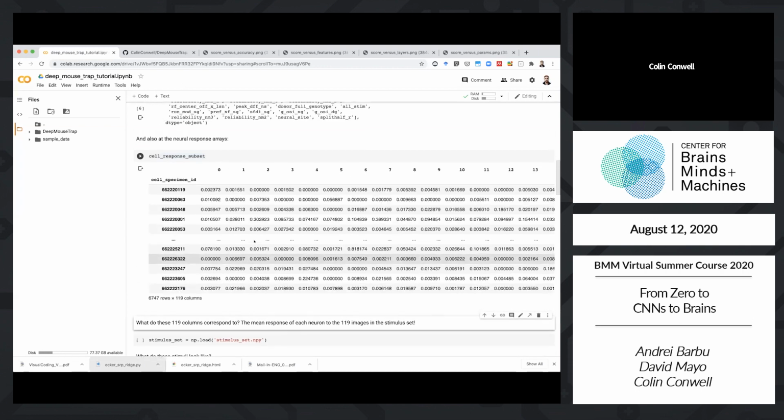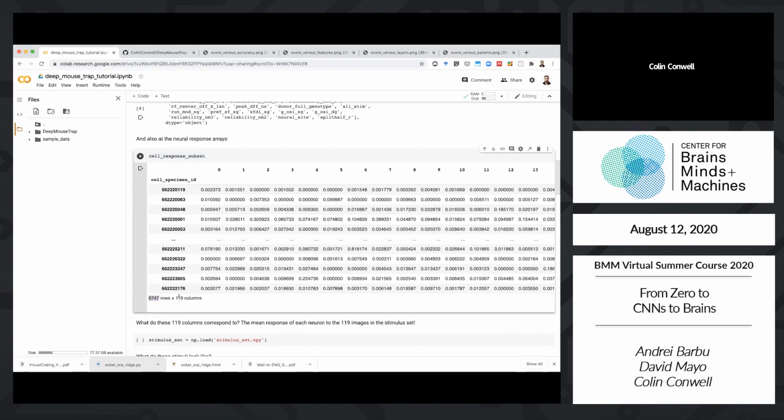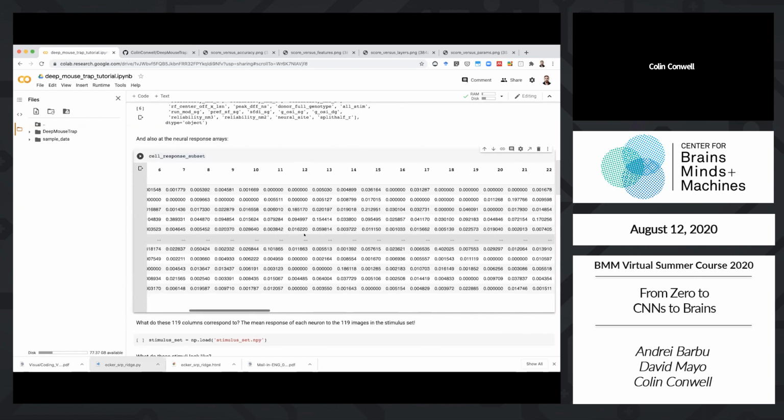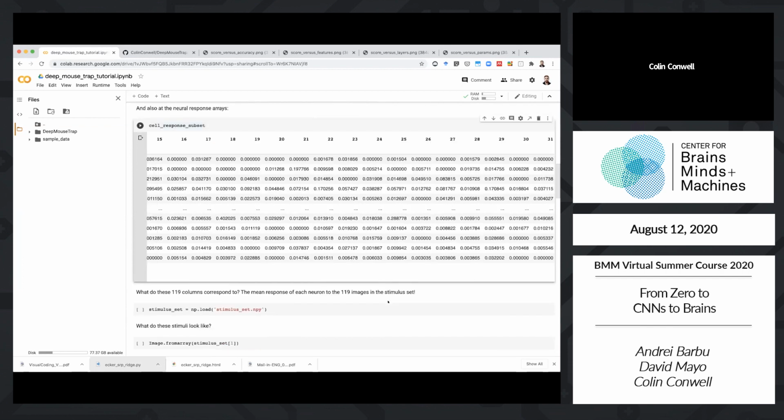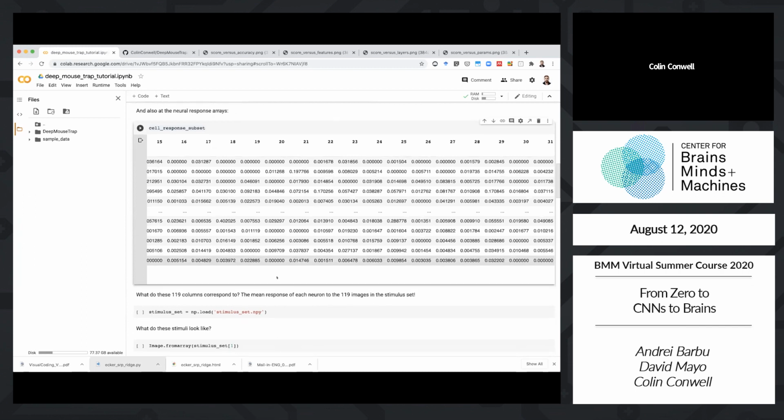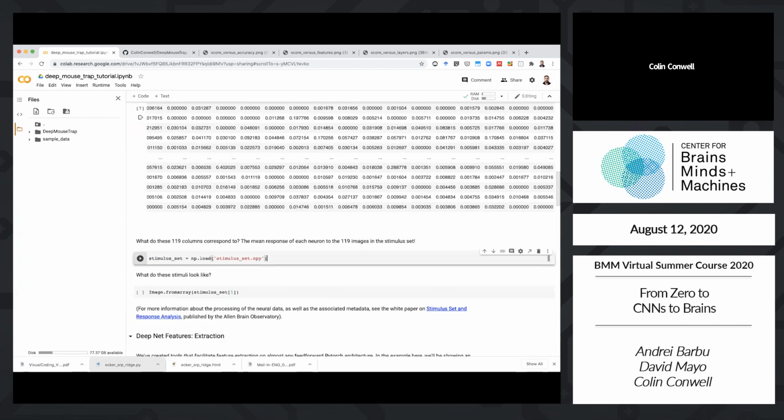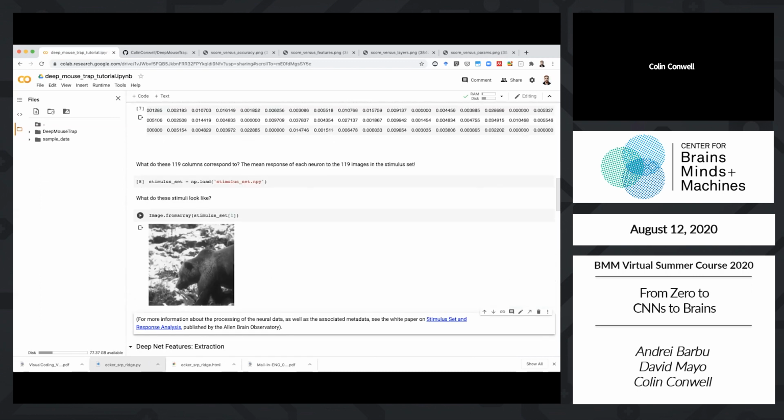So in this case, we'll be loading a data frame that is, in dimension terms, the number of neurons by 119. Now, what do these 119 columns respond to? Well, they correspond to the mean response of each of the neurons in our data set to the 119 images in our stimulus set, which I'll load now. What do these images look like? Well, there are about 119 images that are grayscale images of various natural scenes, sometimes containing animals, sometimes not containing animals.